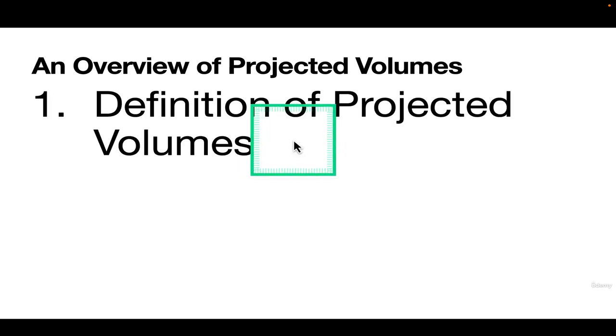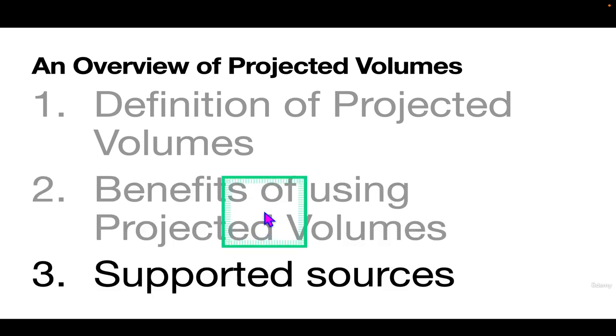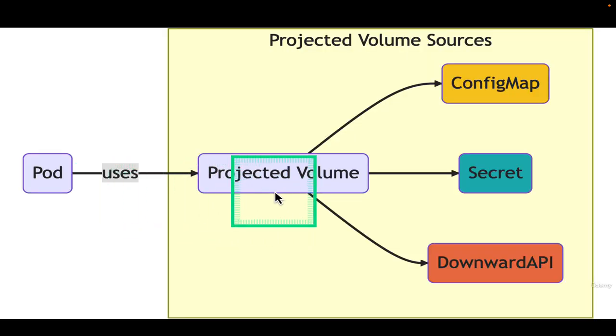An overview of projected volumes. So, definition of projected volumes. Projected volumes allow the composition of multiple volume sources into a single shared directory within a pod. And benefits of using projected volumes. So benefits include simplifying the pod configuration, reducing the number of mount points, and centralizing configuration. Supported resources include ConfigMap, Secrets, Downward API, and service account token. So a pod uses a projected volume, whose projected volume sources are ConfigMap, Secret, Downward API, and service account token.